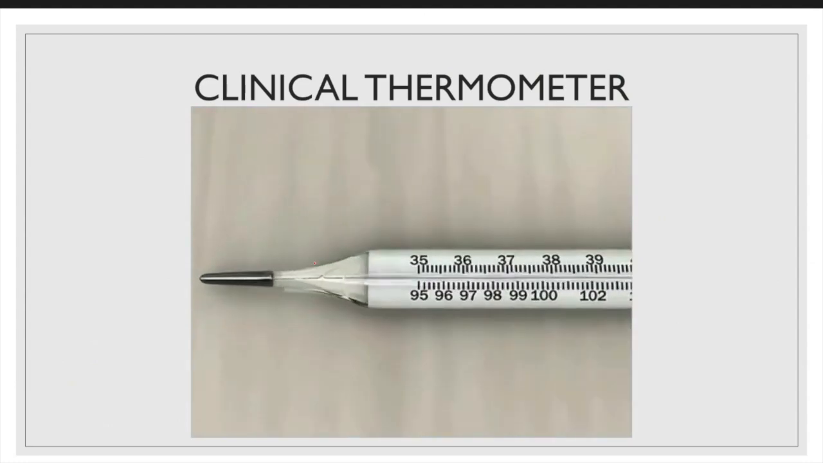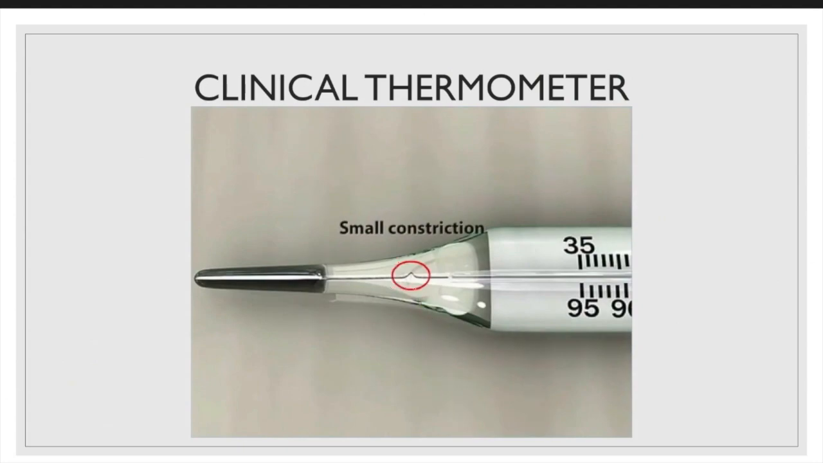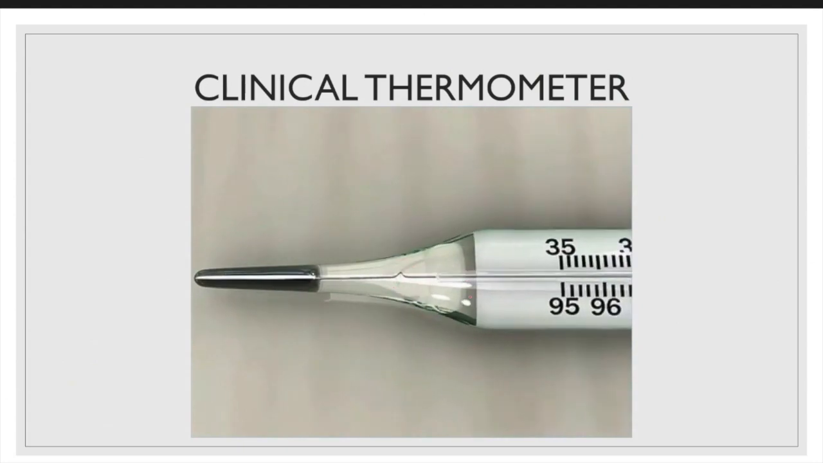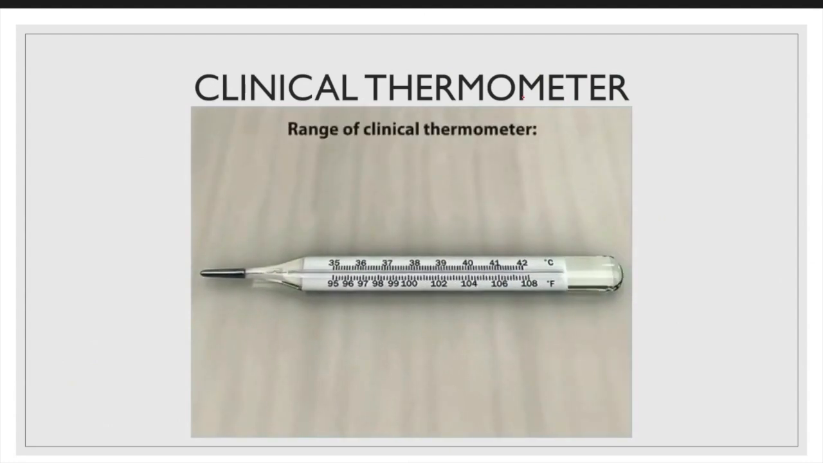There is a small constriction near the neck of the bulb. The thermometer measures temperatures ranging from 35 degrees Celsius to 42 degrees Celsius. This temperature can also be measured in Fahrenheit, from 95 degrees Fahrenheit to 108 degrees Fahrenheit.